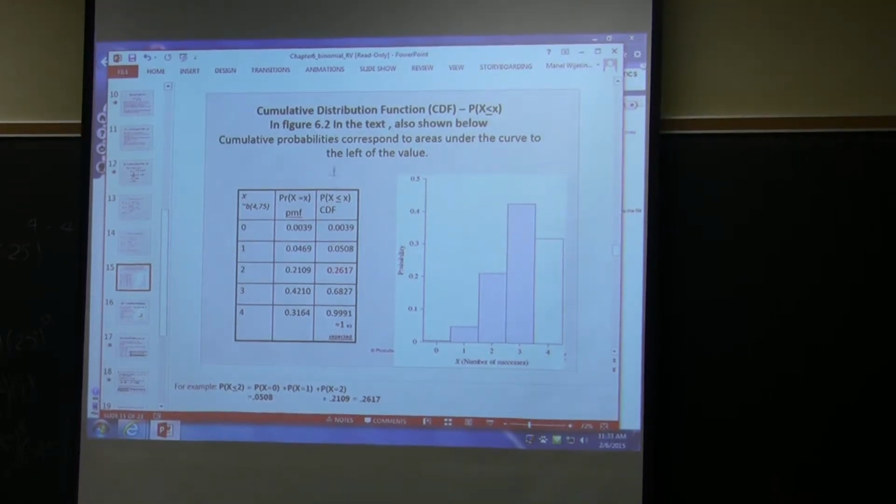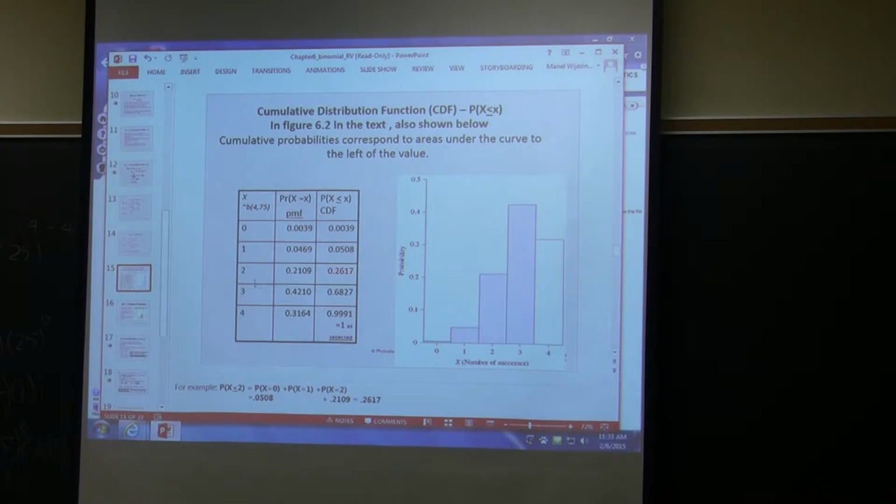Now, see, what I did was, they calculated the PMFs in the previous slides, right? So, the middle column is PMF. Now, CDF, which is cumulative. What happens? You have to keep on adding, starting from the top. Probability that x equals 0, the first value, the PMF and the CDF are the same. Does it make sense?